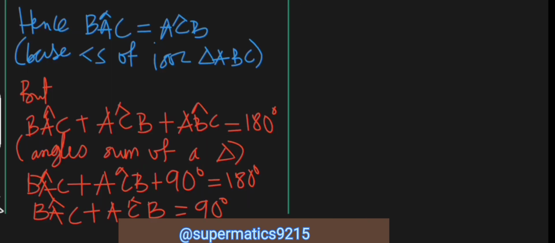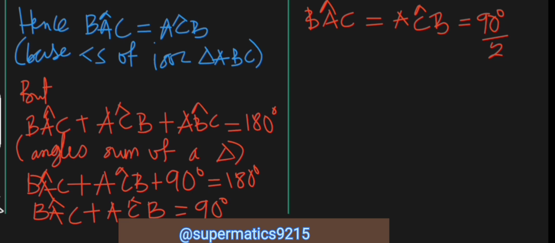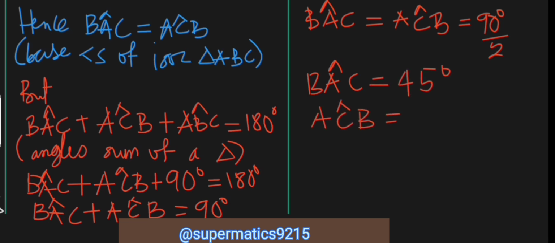And that has been established before that BAC and ACB are equal. That simply means that BAC is equal to ACB, and if the two of them add up to 90, then each of them should be 90 divided by 2, such that angle BAC is 45 degrees and angle ACB is 45 degrees.